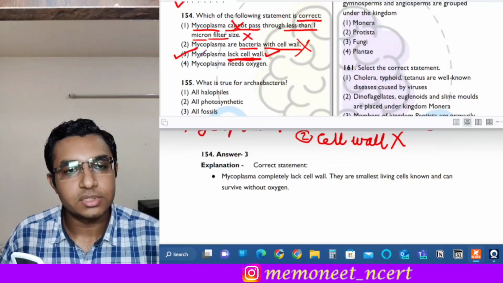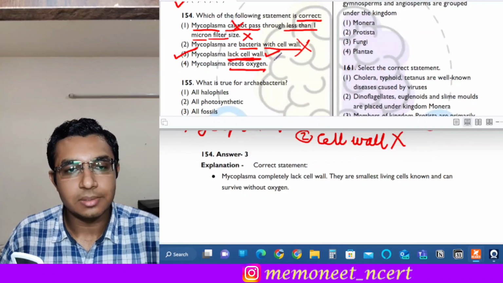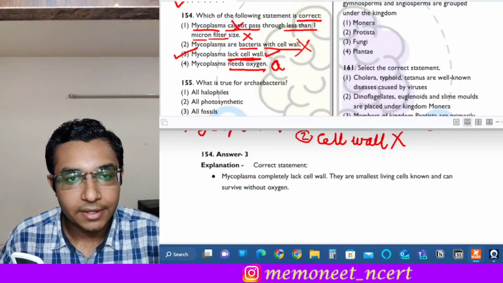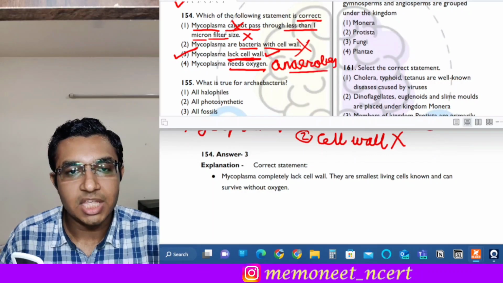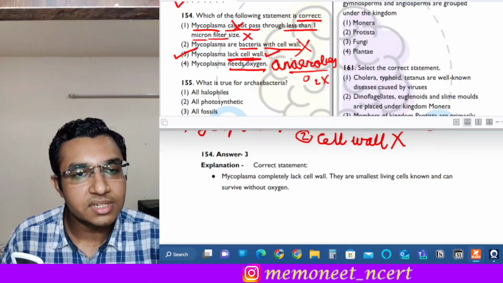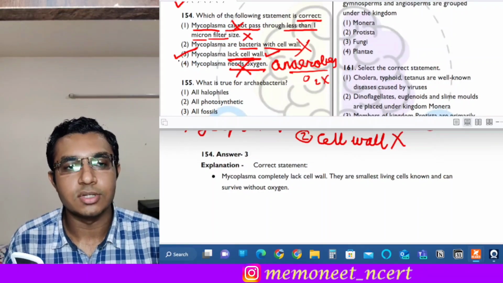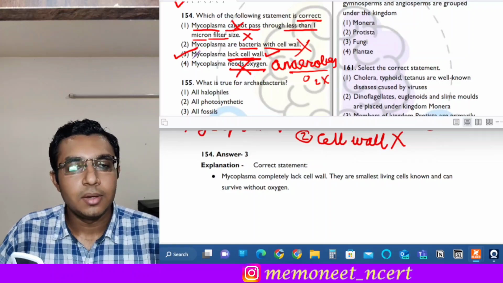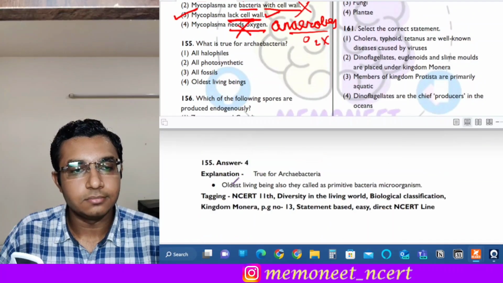Let us read the fourth statement also. Mycoplasma needs oxygen. So see, mycoplasma are anaerobes. Okay, means they do not require oxygen. So therefore this statement will also be incorrect. Okay, so the correct answer to this question is option 3. Moving on to the next question, that is question number 155.